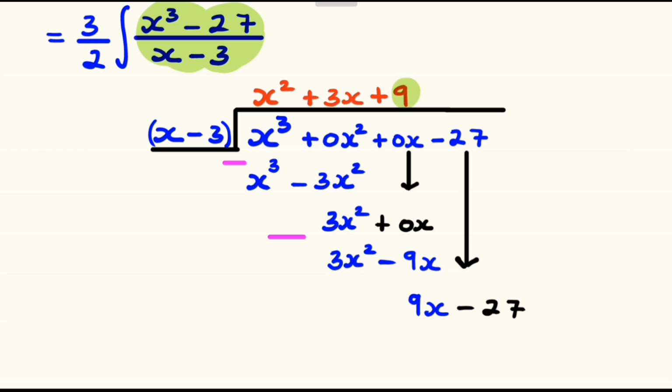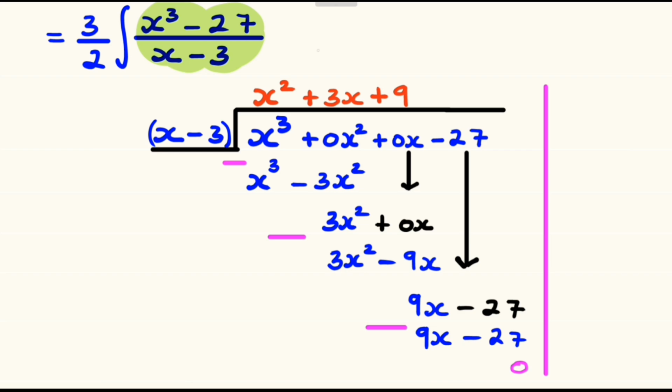We take the very same 9, we multiply it with x minus 3. 9 multiplied by x is equal to 9x. 9 multiplied by negative 3 is equal to negative 27. We minus. 9x minus 9x is 0. Minus 27 minus minus 27 is 0. We have nothing to drop down.